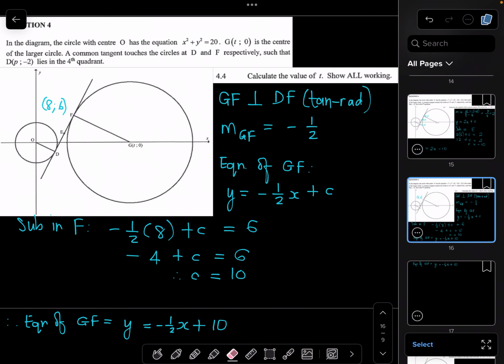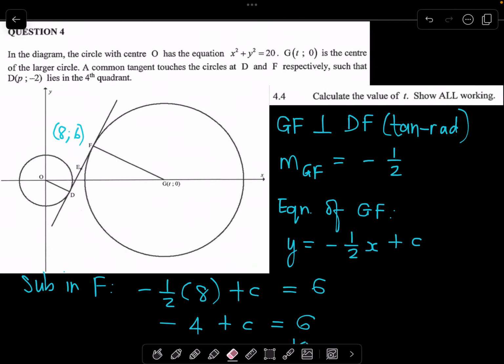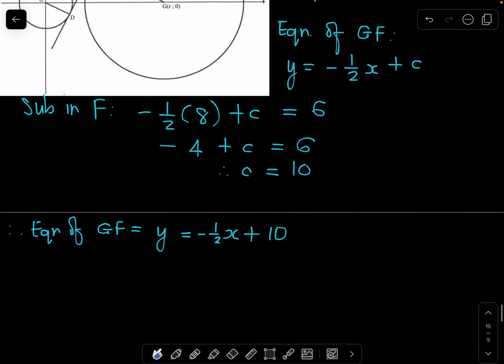Okay, so that's the equation of the radius. Now we need to figure out the coordinates of G, so that we can know the center of the circle, first of all, but also we can know the length of the radius. We can work out the length of the radius.